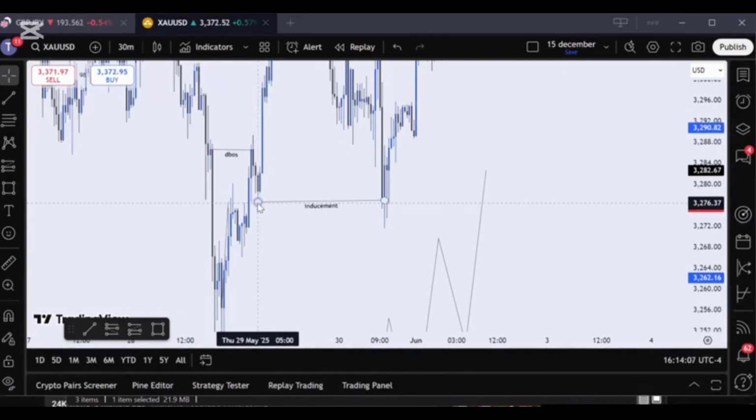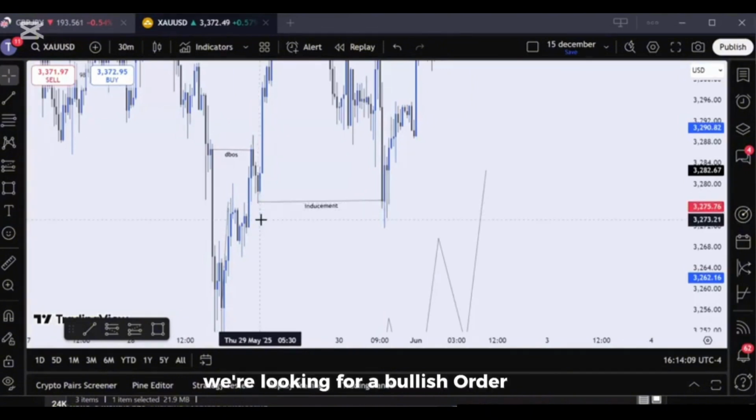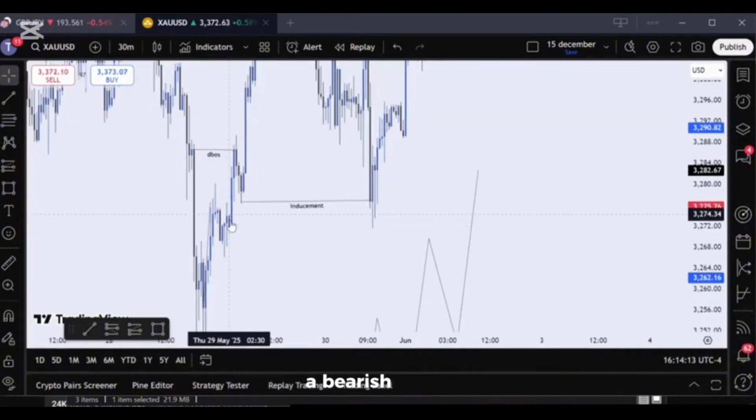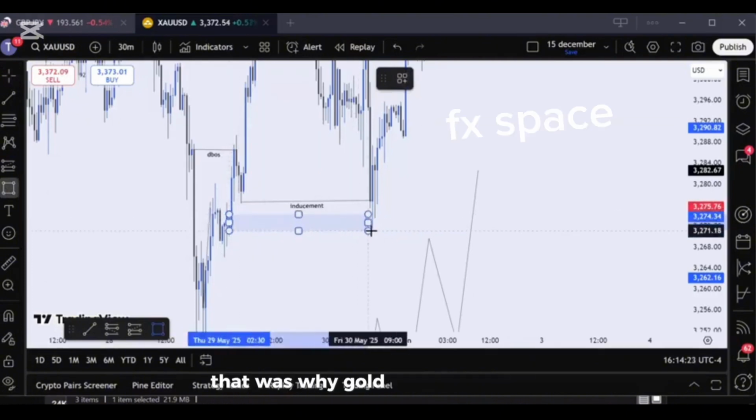So your point of interest in this scenario is an order block. Now, we're looking for a bullish order block, and a bullish order block is made up of two things. First, a bearish candle, then a bullish candle that engulfs it, which is exactly this. And if you're picking your entry, you pick your entry from the middle. That is the demarcation of it. That was why gold bought from here.